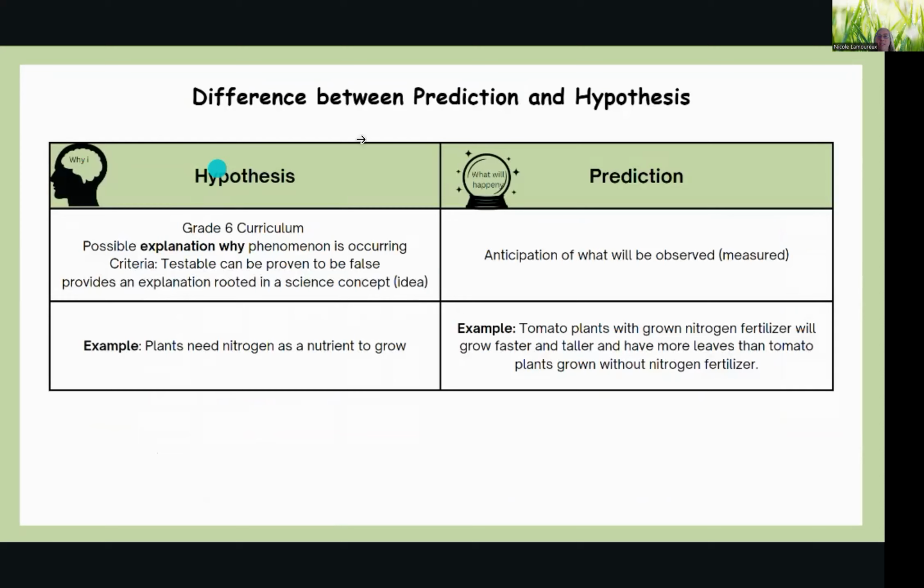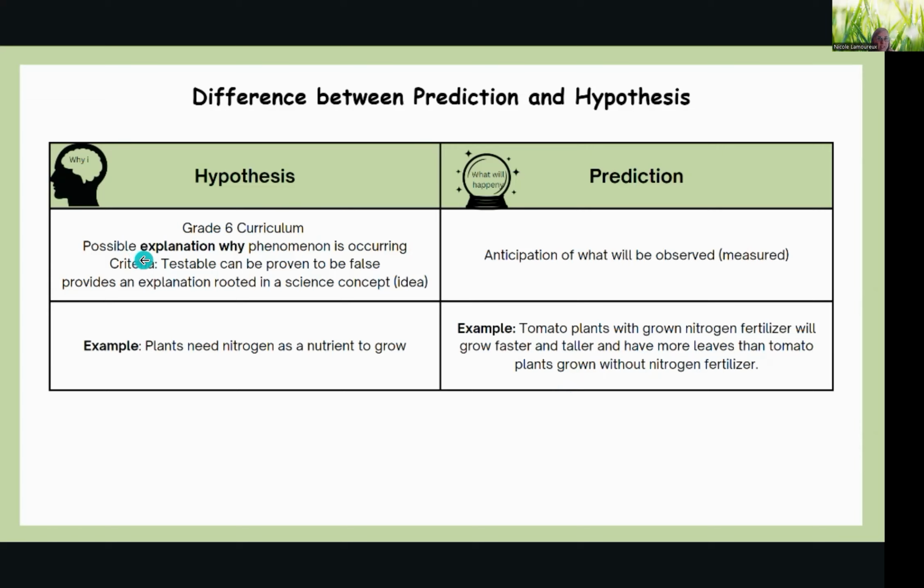Okay, so what's the difference between a prediction and a hypothesis? Well, a prediction is an anticipation of what we're going to observe in an investigation. So it's what we're going to measure. And so for an example, it could be tomato plants grown with nitrogen fertilizer will grow faster. We can observe that they're taller and have more leaves than tomato plants grown without nitrogen. Okay, all those 3 things are observable. A hypothesis is stated in our curriculum is a probable explanation.